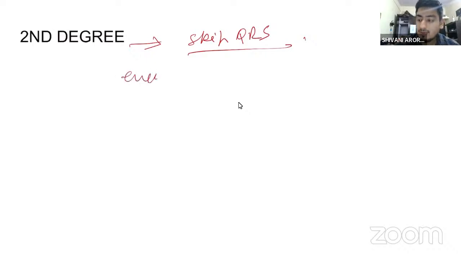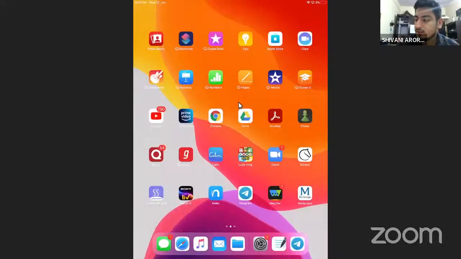Now we have this second degree AV block. In second degree AV block, we have skipped QRSs. That is the difference between first degree and second degree AV block. In second degree AV block, every P wave is not followed by QRS. So we have this P wave, QRS, sorry.